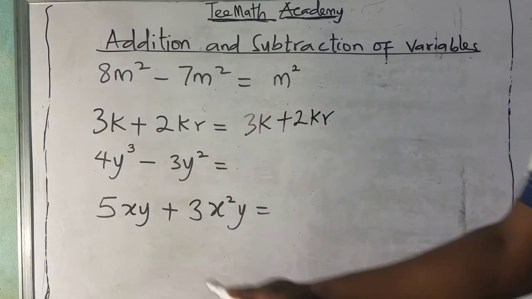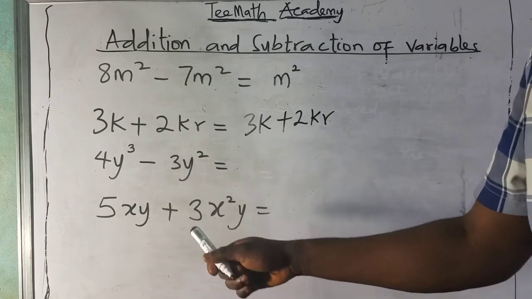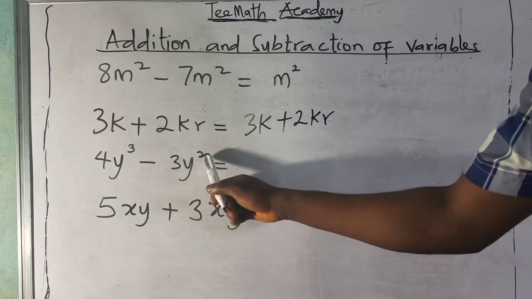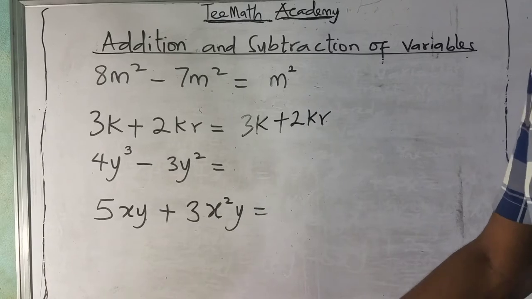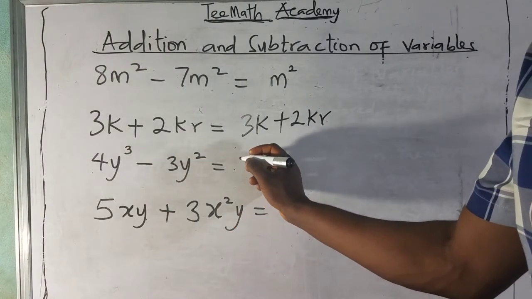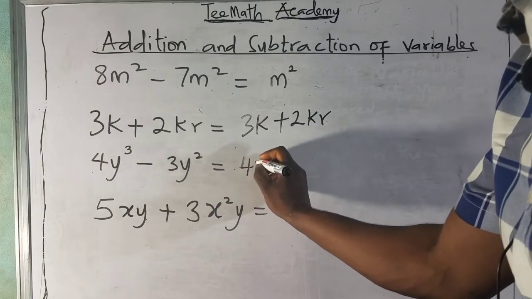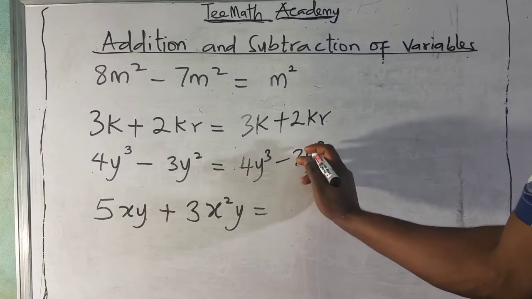The next one is 4y cubed minus 3y squared. Although it has the same variable, the powers are not the same. That is the only condition to solve. So this one is power 2, power 3. You can't do anything. Then you write it back: 4y cubed minus 3y squared.